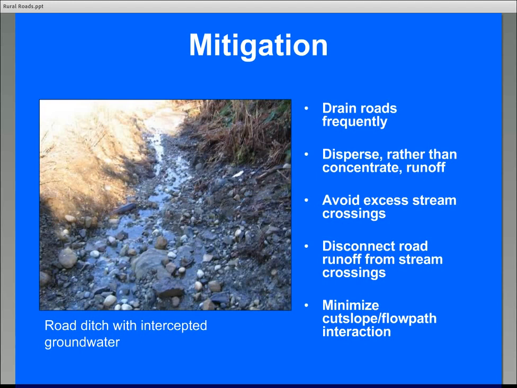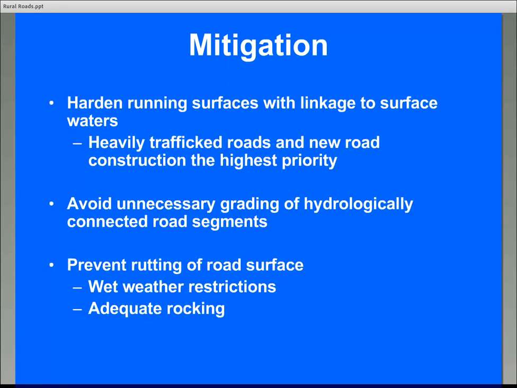near the streams. That's our area where linkage is most likely. So if we focus special attention on those areas, we can decrease some of those water quality impacts. And then we also want to minimize cut slope flow path interaction. So we want to try to avoid putting roads on really steep slopes, thin soils, areas where we can intercept a lot of runoff and create downslope or downstream impacts.